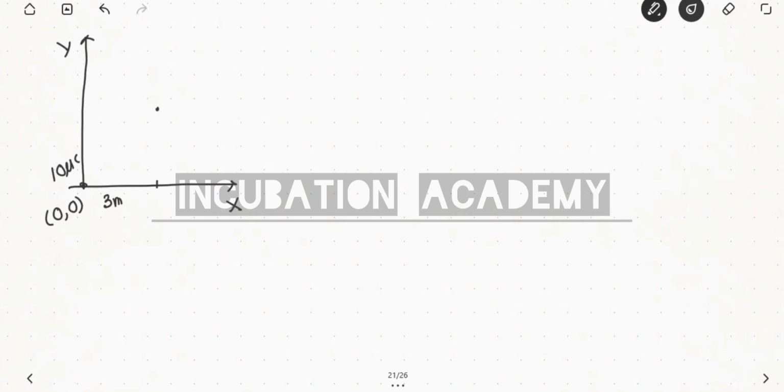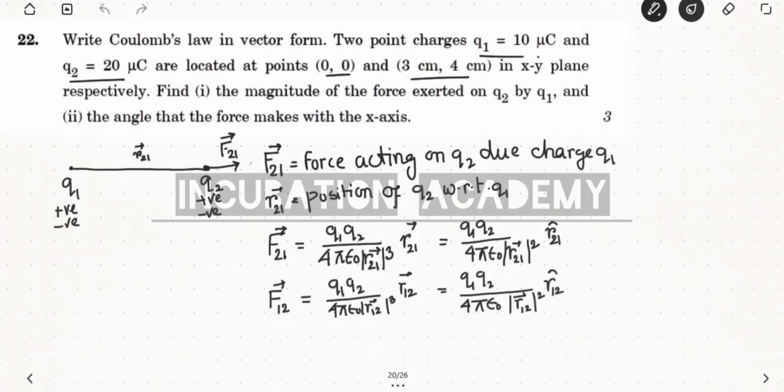So at 3 meter, 4 meter, this 20 microcoulomb charge is placed. Let us say this is my Q1 and this is my Q2. This is the direction, and both the charges are positive here. So the direction of the force, obviously, is repulsive. Now what is asked there? The magnitude of the force acting on Q2 by Q1.